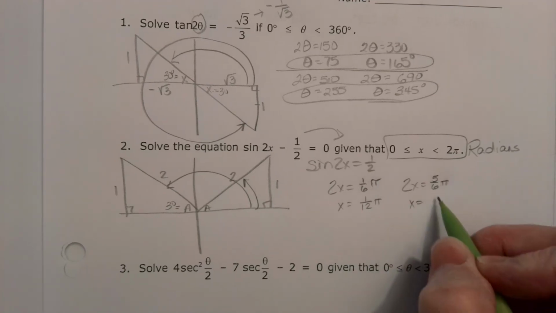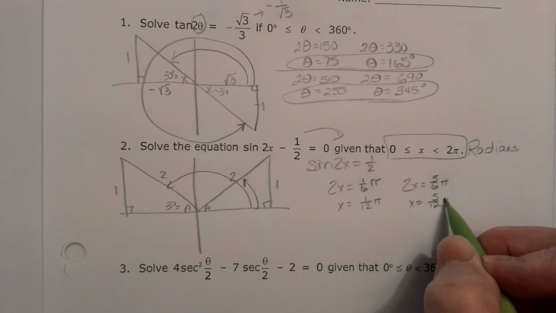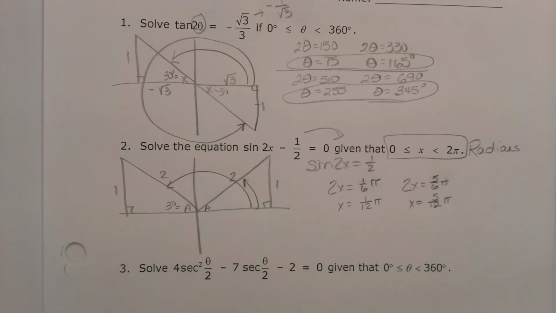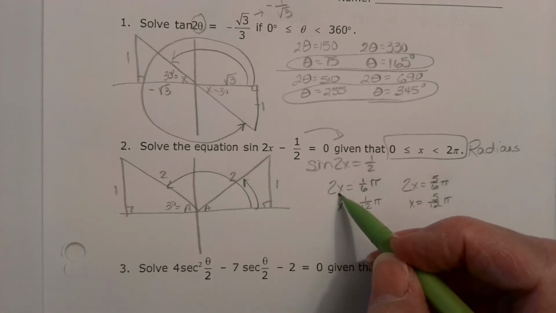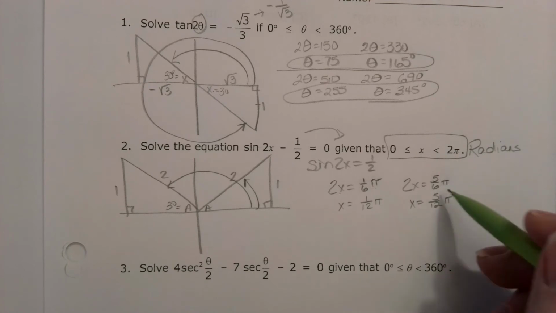So if I multiply that by 1/2, I get these 2 answers. Now I've got to do the whole thing around again. So what I'm going to do is add 2 pi to that and then divide by 2. 2 pi because it's the same as 360.